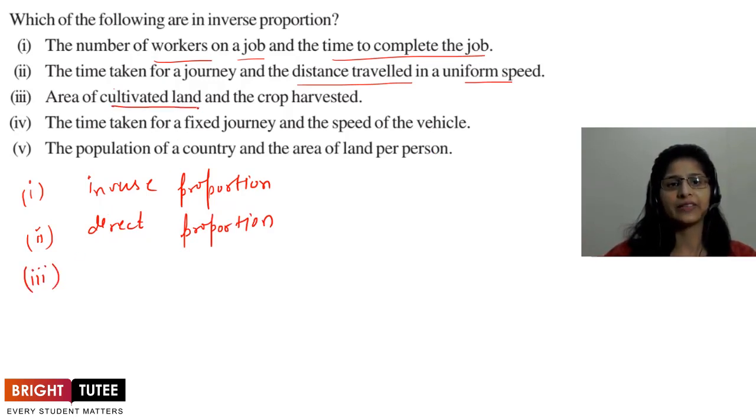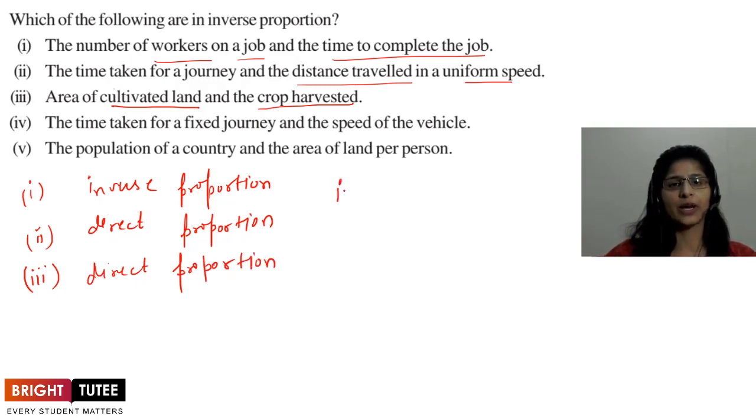Now in the third part, what do we have? Area of cultivated land and the crop harvested. If the area of the land is more, the crop harvested will be more. Definitely if the area of cultivation is more, crops will be there to harvest. So this is also direct proportion.